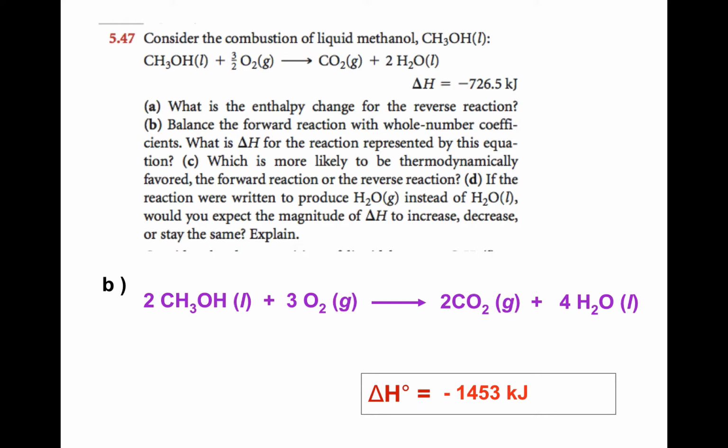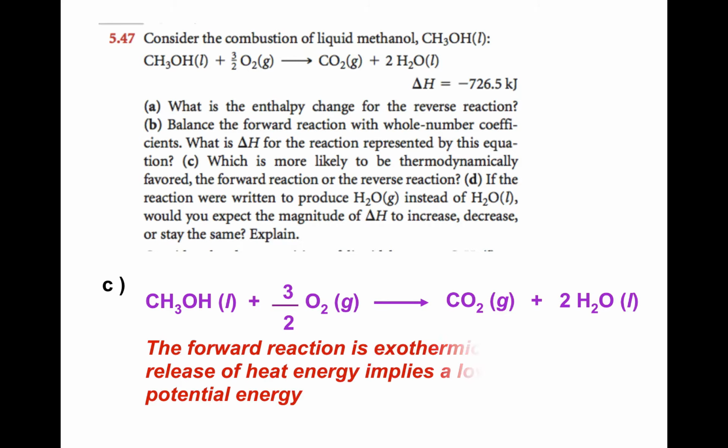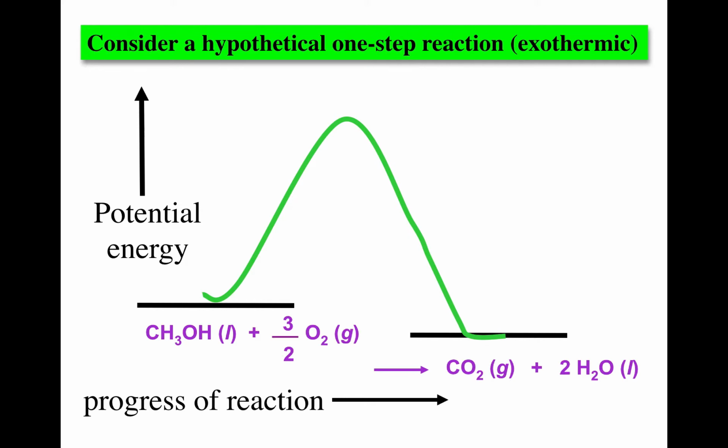C, which is more likely to be thermochemically favored, the forward reaction or the reverse reaction? In this situation, exothermic reactions are going to a more stable state. You're lowering potential energy because you're releasing heat energy. A lowering of potential energy is going to a more stable state. So I'm going from a higher potential energy to a lower potential energy, and the difference between the potential energies is the amount of heat released.